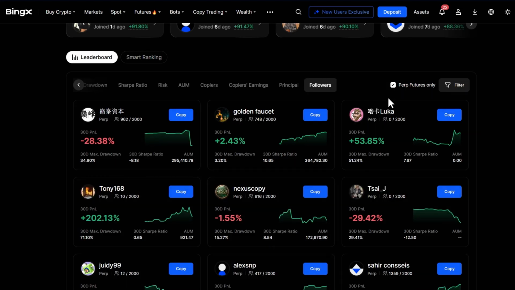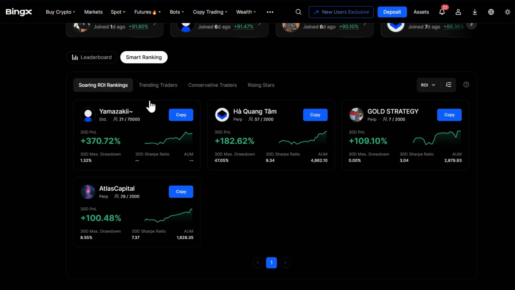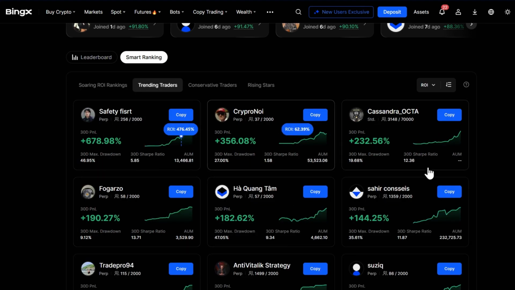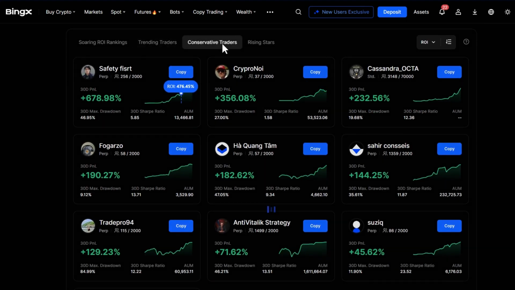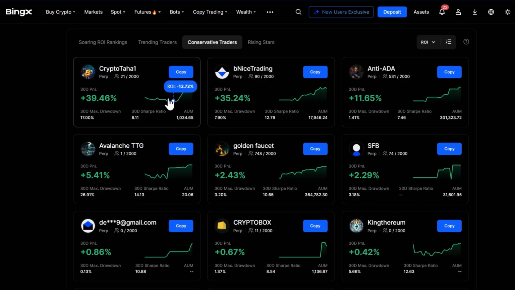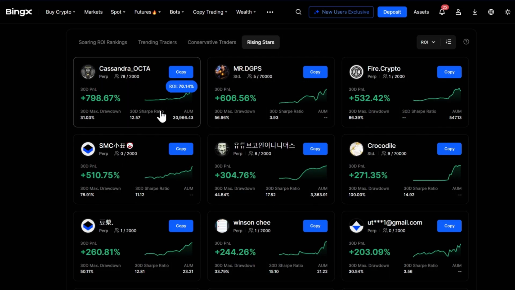Now, BingX has a really useful feature called Smart Ranking that categorizes traders into four groups. Soaring ROI, which shows traders with rapidly increasing returns, trending traders who are gaining popularity fast, conservative traders who focus on steady, low-risk gains, and rising stars who are newer but showing strong potential. This is super helpful because it lets you quickly find traders that match your risk tolerance and investment goals.